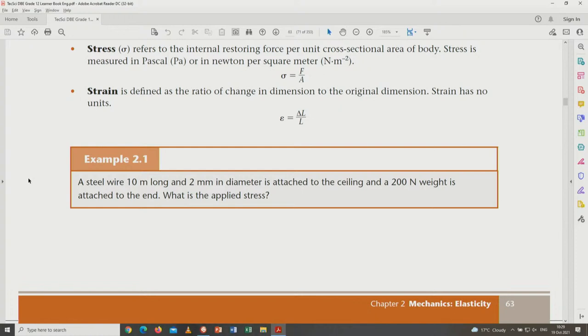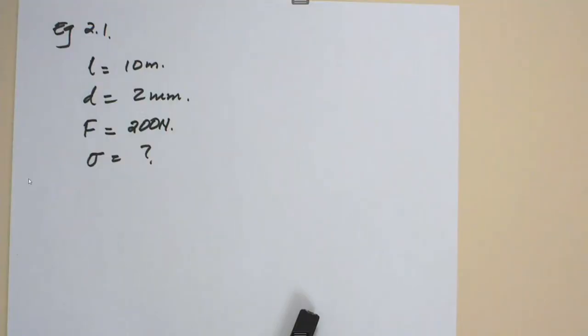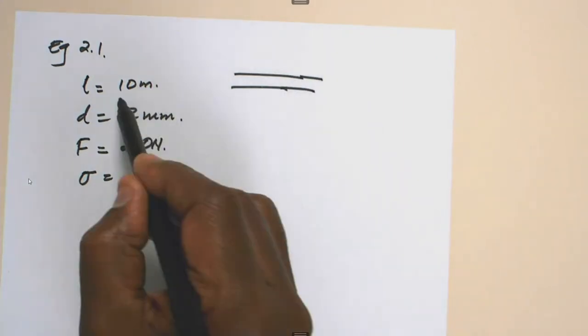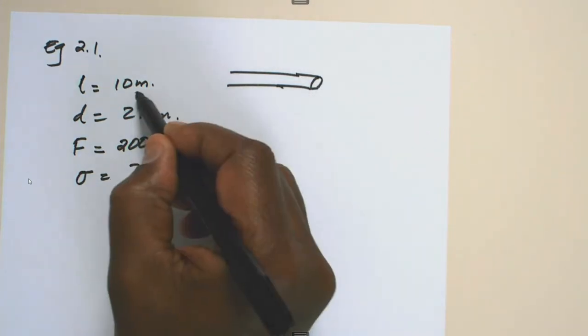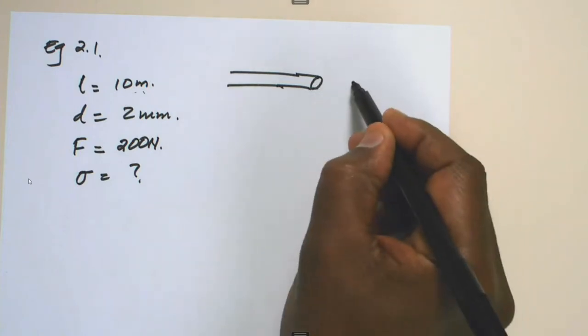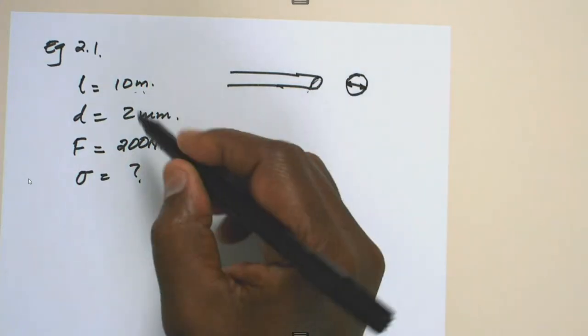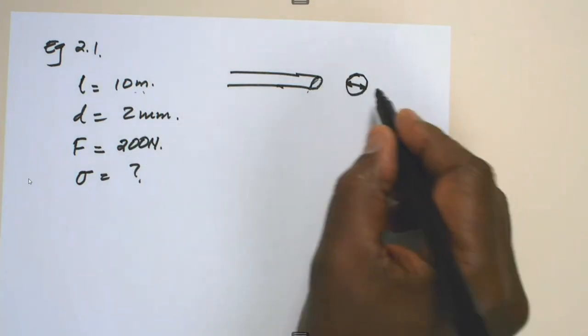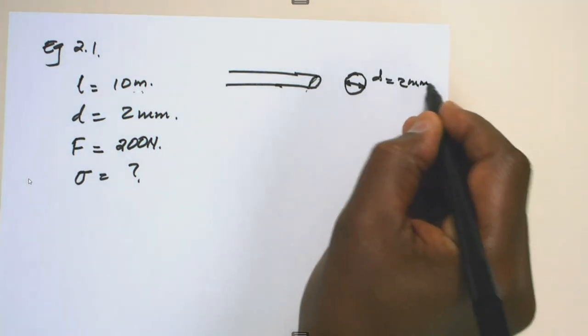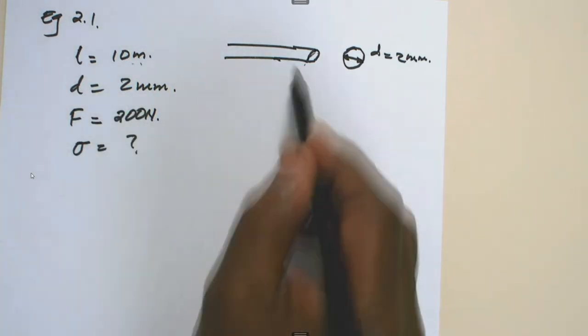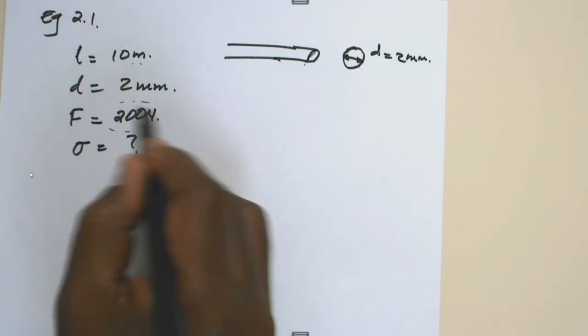Now they say, what is the applied stress? In other words, you should calculate the stress. Here we should notice that we have a wire of a certain length, and in this case the length of that wire is 10 meters. Then the diameter, if you take the cross sectional area of that wire, is 2 millimeters. So D is equal to 2 millimeters. I'm just trying to make this visual so that you can see what is happening. And then on that wire hangs a mass with a force of 200 newtons acting on it.